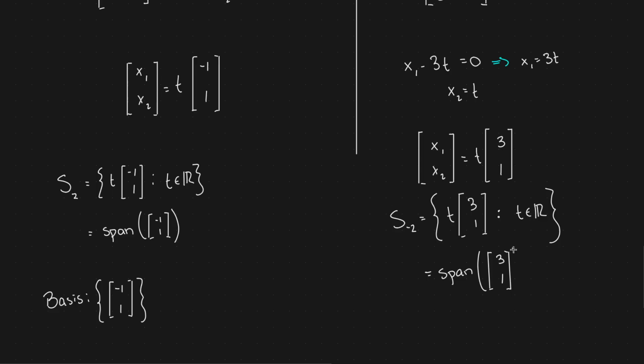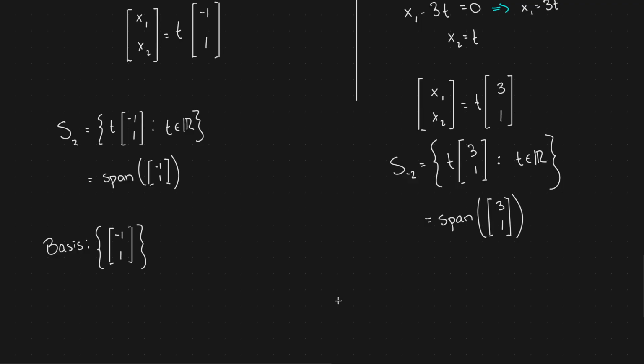Okay, so that's the eigenspace. We can see that every vector here can be written as a linear combination of this vector. So our basis for this eigenspace is going to be just vector 3, 1.